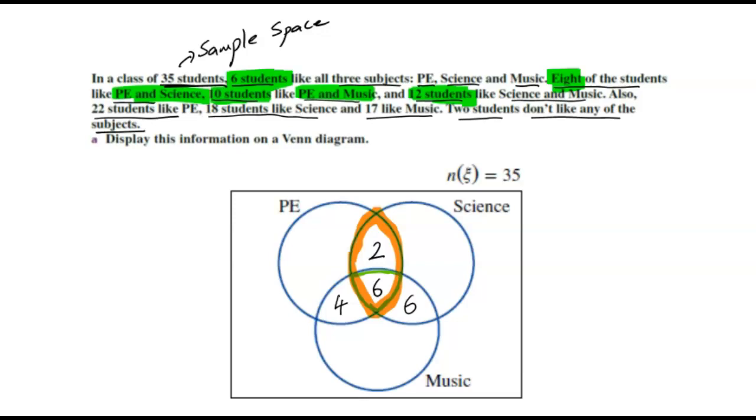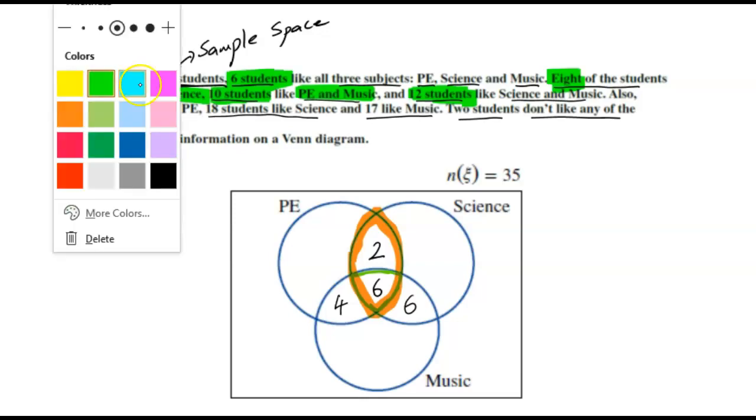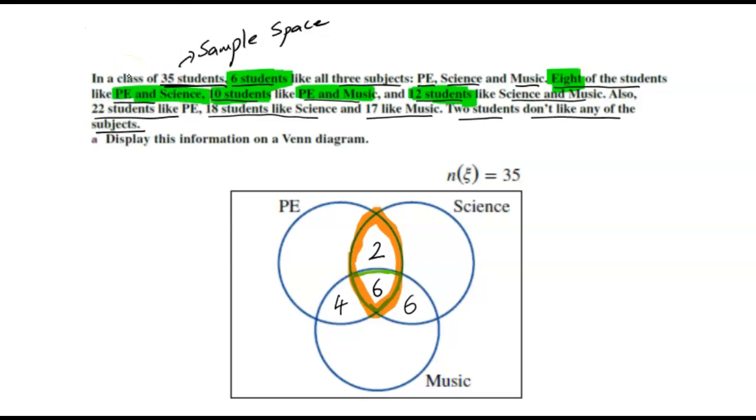They are saying there are 22 students who like P. 22 students like P, which means the total P circle needs to have 22 students in it. Let's go into the P circle. I already have 4 plus 6 plus 2, which is 12 students in the P circle out of the 22. So how many am I left with?